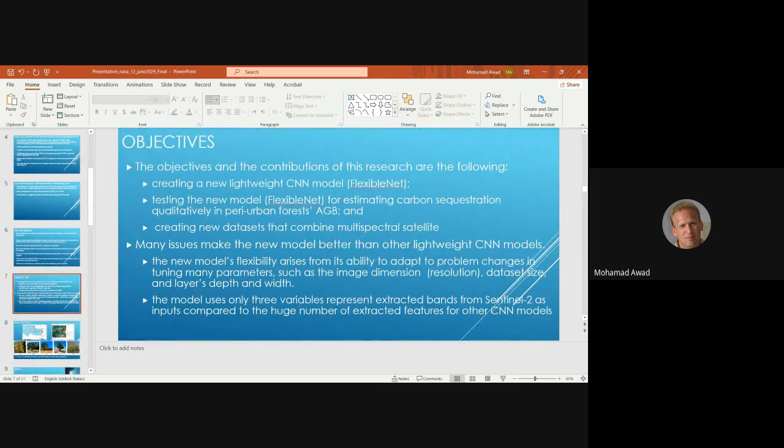For this reason, I had the following objectives: to create a new lightweight convolutional neural network model called FlexibleNet, to test the new model for estimating carbon sequestration qualitatively, not quantitatively, in peri-urban forest. Peri-urban forests are a type of complex forest that is mixed with urban settlements. And the estimating is for the above ground biomass. And the second objective is to create a new data set that combines multispectral satellite data.